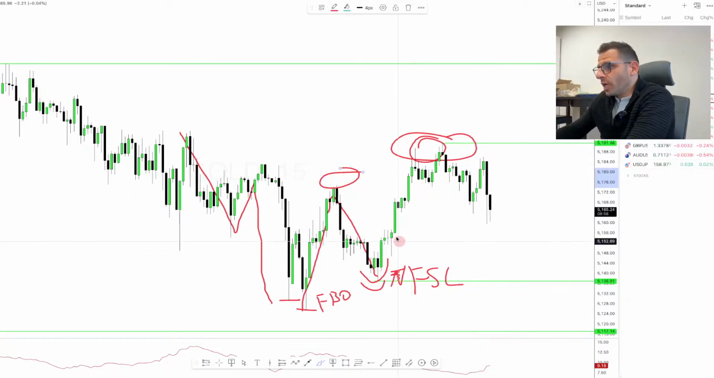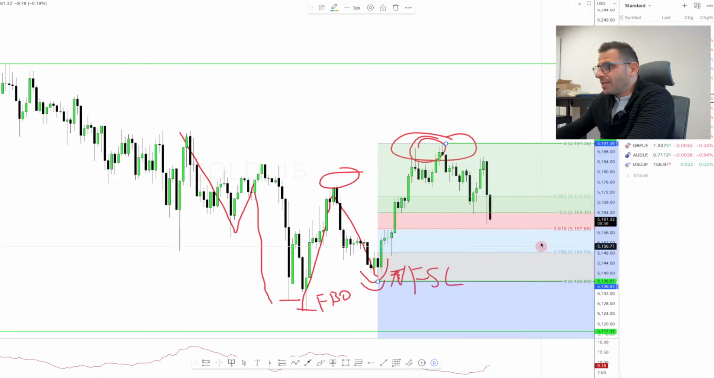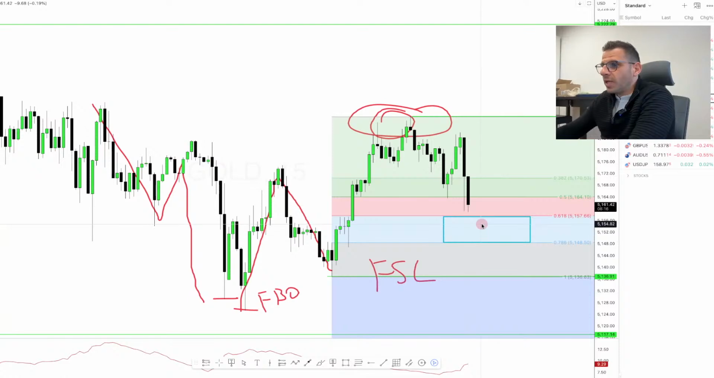Now things will change if buyers fail to step in anywhere between these two levels. I'll point them on the chart. Around 61 and 78.6 are the key Fibonacci levels, where the price should find some support. If we fail to see that, then buyers won't be the dominant force in this move. So let's focus on that one here, guys.